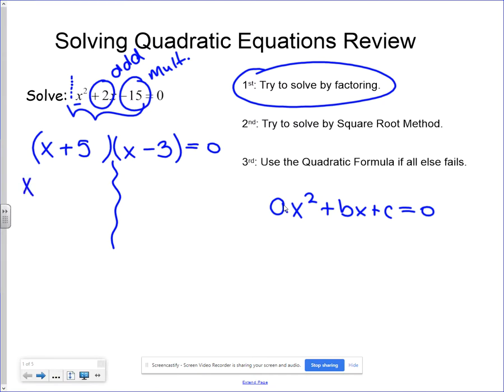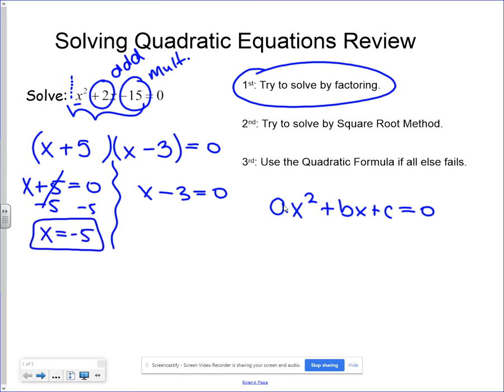So once you have a factor, you set the factors equal to 0. And then solve. So minus 5, x equals negative 5 is a root, or a 0. Add 3, x equals 3. So the roots, the solutions, the zeros of this quadratic equation are negative 5 and 3.